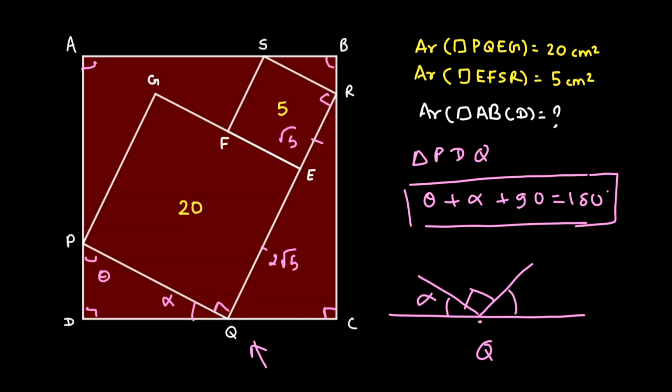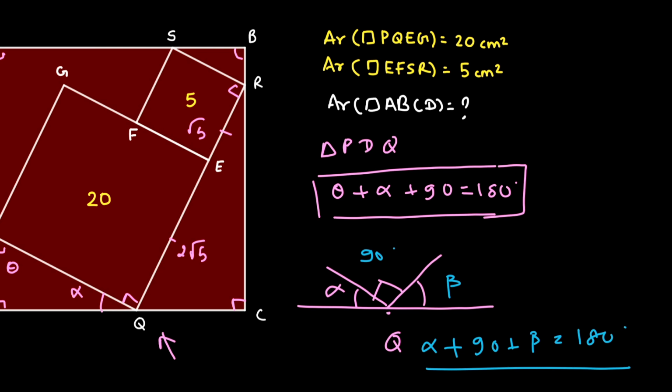Here one of the angles is alpha, the other angle is 90 degree. So this angle, let it be something like beta, and as this line is a straight line, we can say that alpha plus 90 degree plus beta has to be 180 degree. When the sum of these three angles would be 180 degree, then and only then this line can be a straight line. Now compare this pink equation with this blue equation.